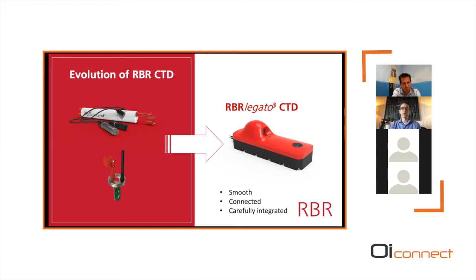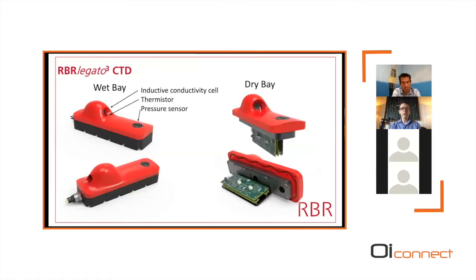and into a new form factor that's smooth, that is connected, and has been carefully integrated into the geometry of the gliders to maximize their performance. So the RBR Legato CTD has two flavors, if you will. It has a dry bay version. It has a wet bay version.